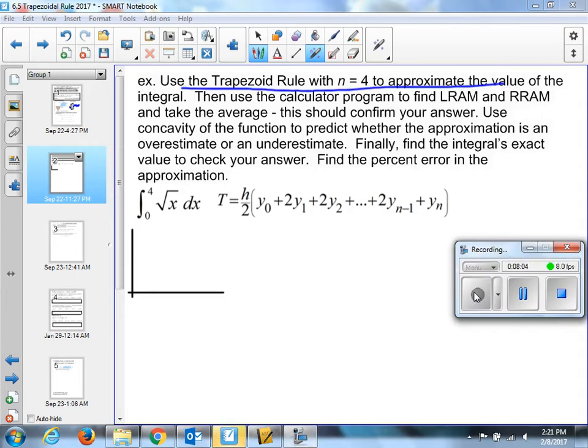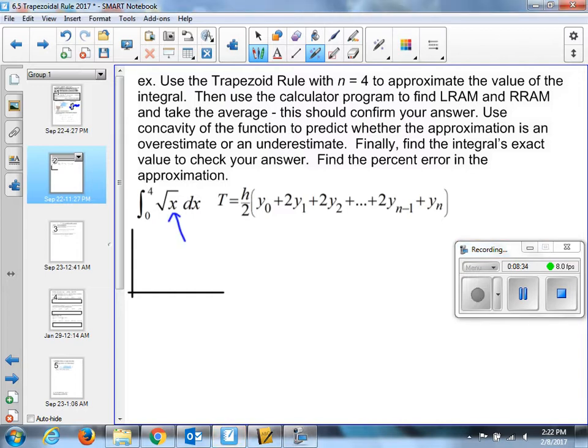And we won't use the calculator program, we'll just take the average. That should confirm your answer. Use the concavity of the function to determine whether the approximation is an overestimate or an underestimate. Finally, find the exact value to check your answer using your calculator. So what we're going to do is a trapezoidal approximation with 4 intervals. We should know the general shape of this function.